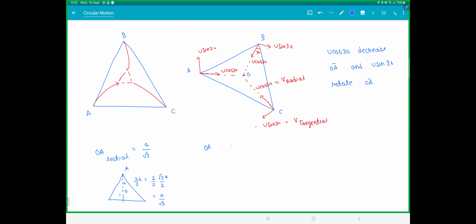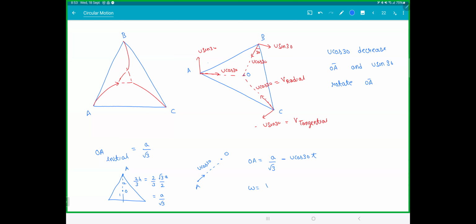Now after time t, look at this thing, who is decreasing it? So this is A and your velocity towards O is u cos 30. Means as time passes, your OA won't be constant here. So this would be a by root 3 minus u cos 30 into time. Is that making sense? You get closer and closer and closer. So the distance between O and A is decreasing.